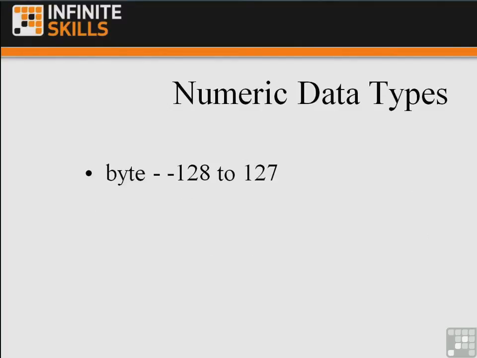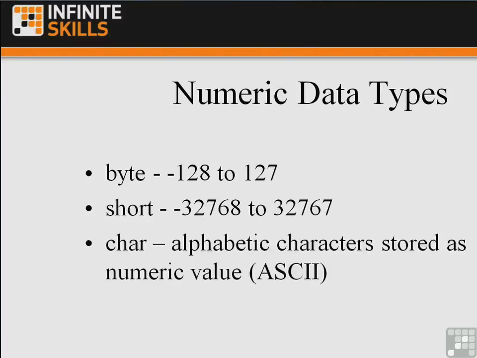After the two main integral and floating point data types, we have two or three other less important integral types that we want to at least mention in this lesson. There's the byte, which can store small numbers in the range of negative 128 to positive 127. There's the short, which stores numbers in the range of negative 32,768 to positive 32,767. And then there's the char.